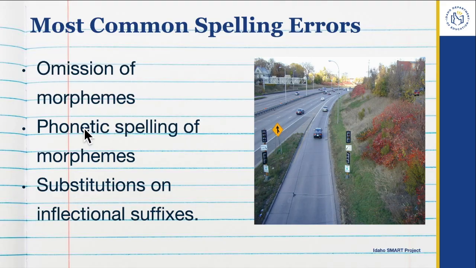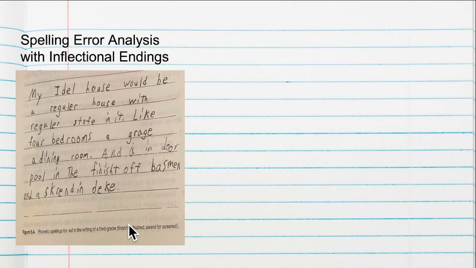So this is this third layer of having a morphological error, and they're mostly going to be around either keeping the morpheme out completely, phonetically spelling the morpheme instead of using the right pattern for it, or substituting inflectional endings, as you're going to see a lot of that. If you see those errors, they do not have a strong morphological understanding of that part.